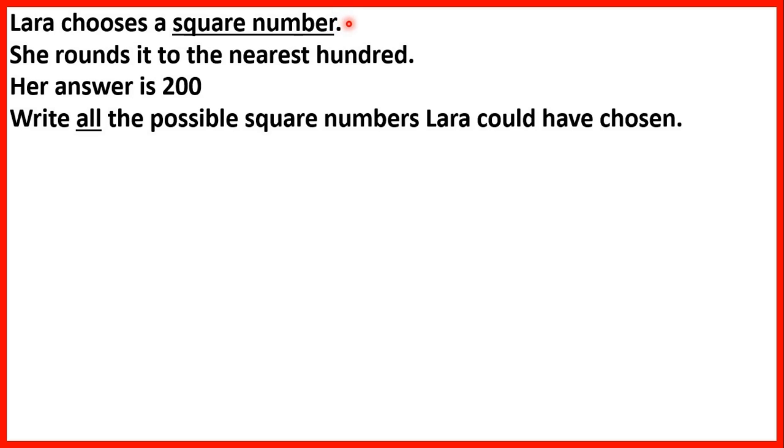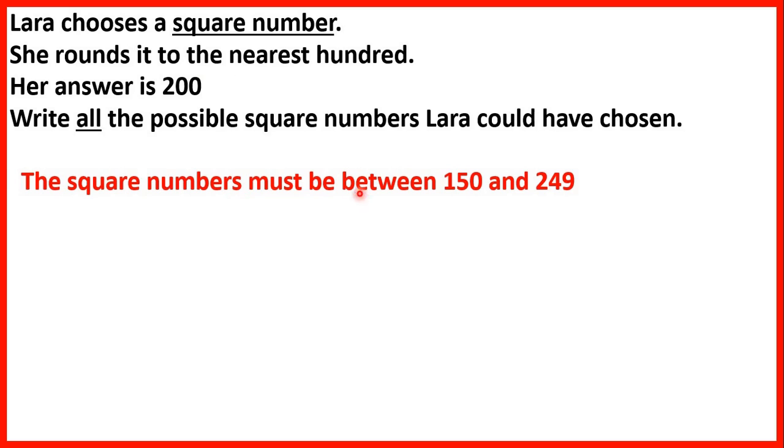Lara chooses a square number. She rounds it to the nearest 100. Her answer is 200. Write all the possible square numbers Lara could have chosen. So we need to remember that a square number is what you get when you multiply a number by itself. But because she's then rounded it to the nearest 100, we need to think, what could her number have been before she rounded it?